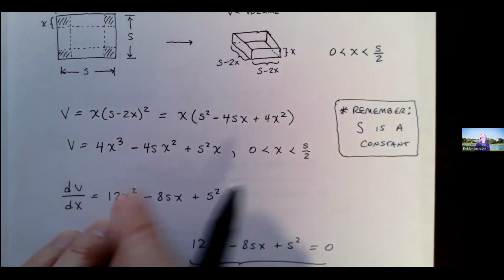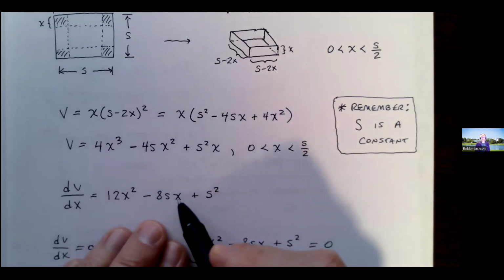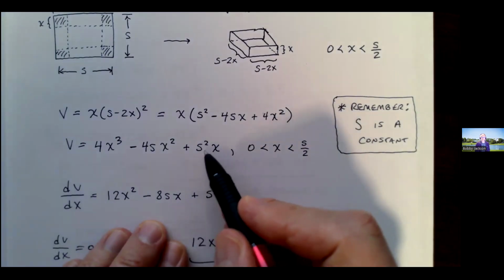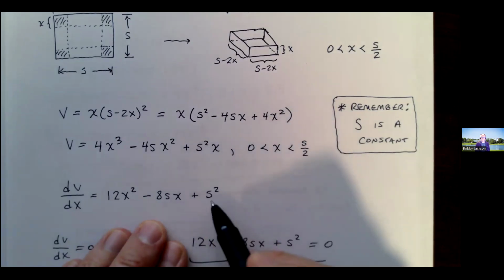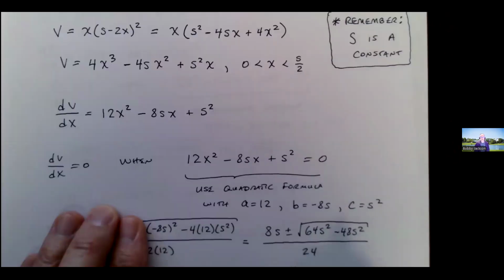So this is 12X squared. 4S is a constant. Bring the 2 down. I get negative 8S times X to the first power rule. And remember, S is a constant. S squared is a constant. So any constant times X, the derivative is just that constant, right? S squared. Okay, so the derivative now is 0.